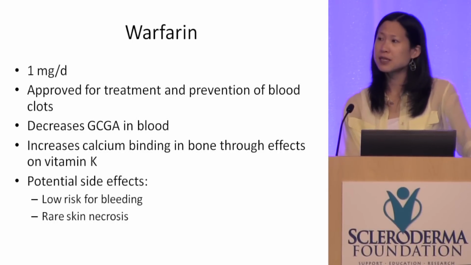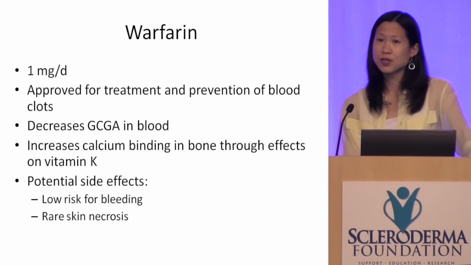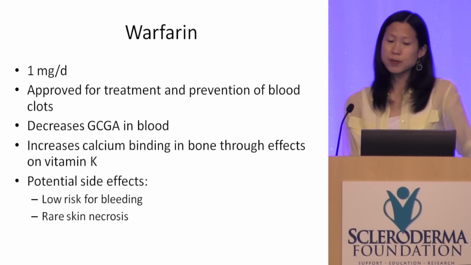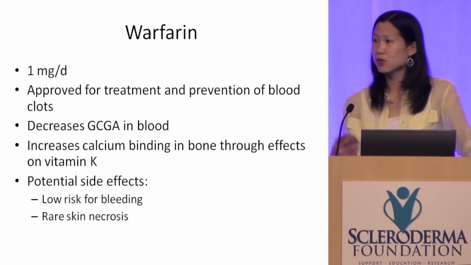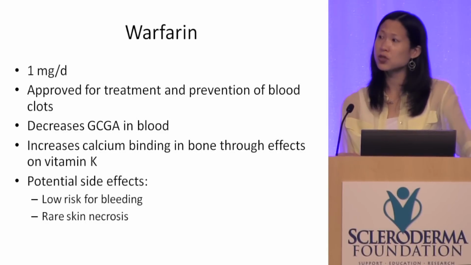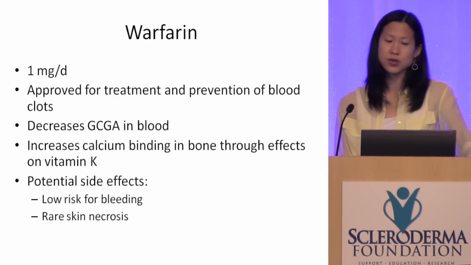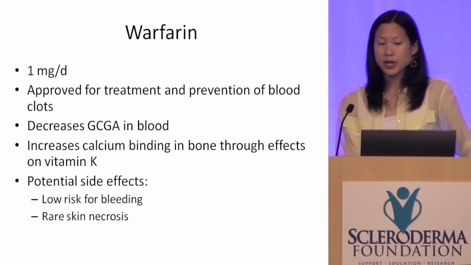Warfarin or Coumadin is another medication that has been used for the treatment of calcinosis. It's approved for the treatment and prevention of blood clots, used in patients with antiphospholipid syndrome or patients who have deep venous thrombosis not even associated with antiphospholipids. So the dose that has been used for calcinosis is 1 milligram a day.